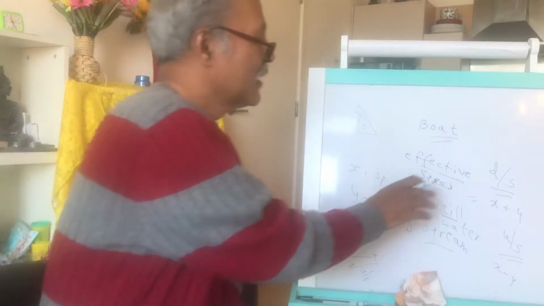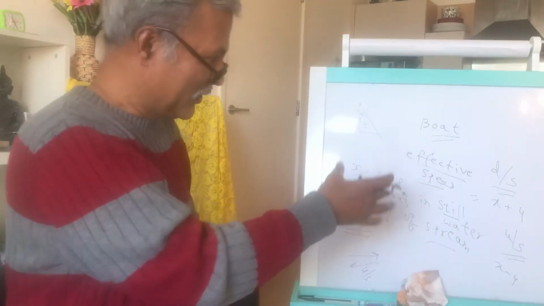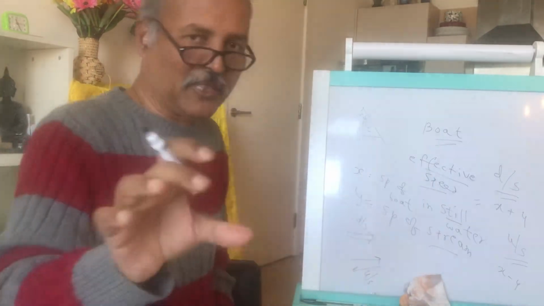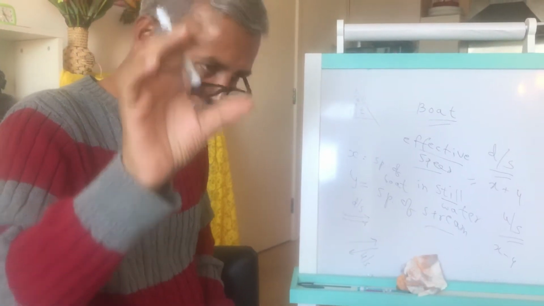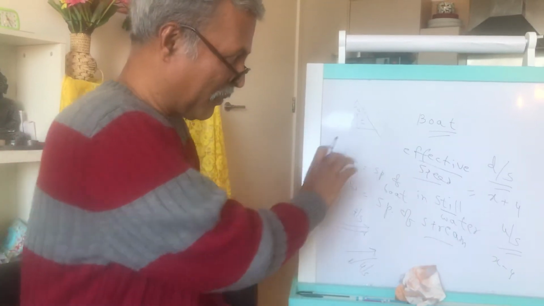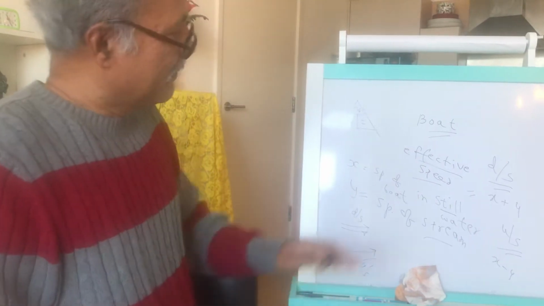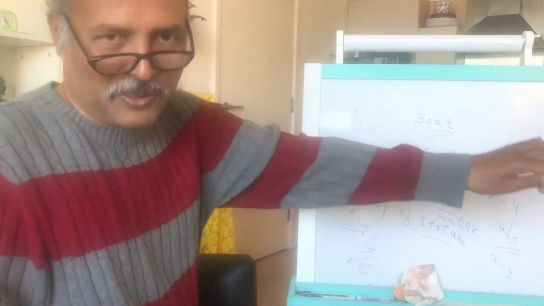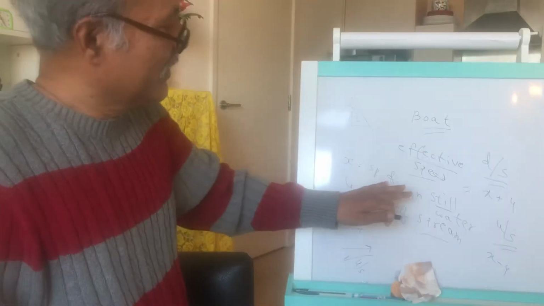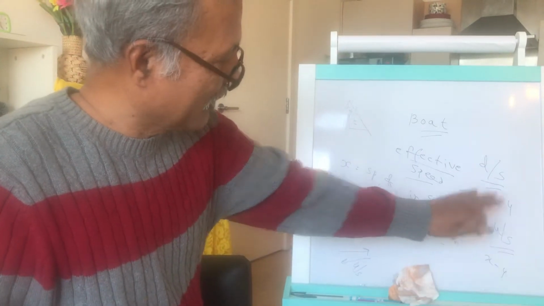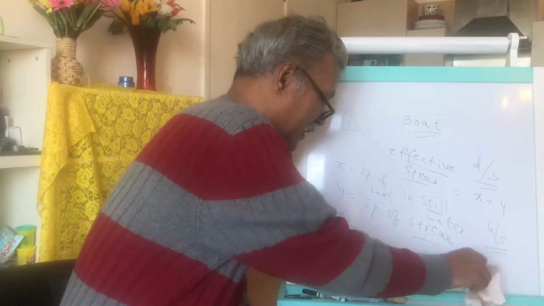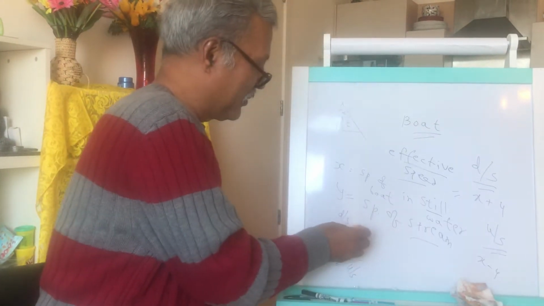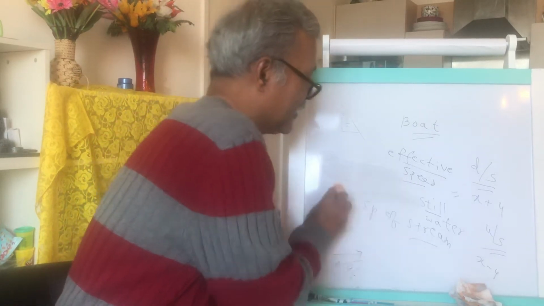I repeat for the last time, because once I am done with this effective speed concept, I am going to take one example which is more than sufficient to crack the problems on boat. Effective speed is x plus y when you are going downstream. Effective speed is x minus y when you are going upstream. With these things in your mind, you will find these problems easy. Let's see.